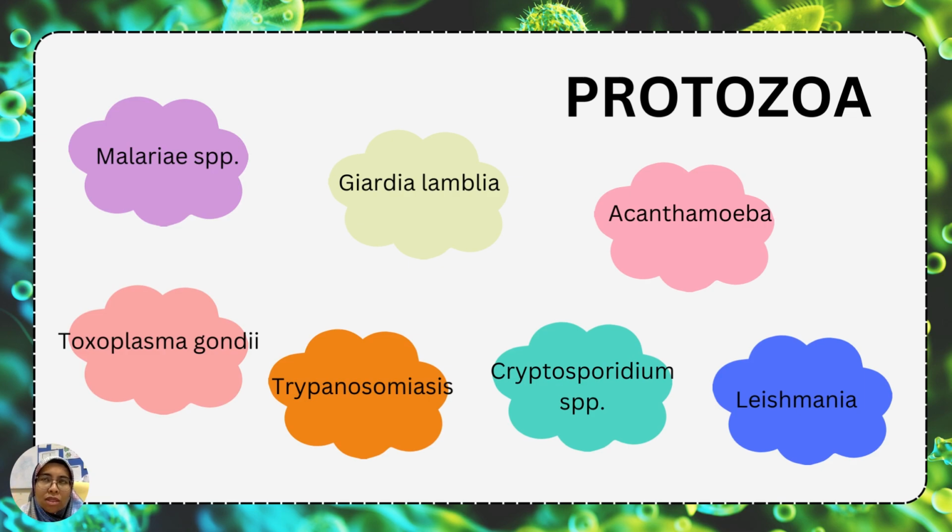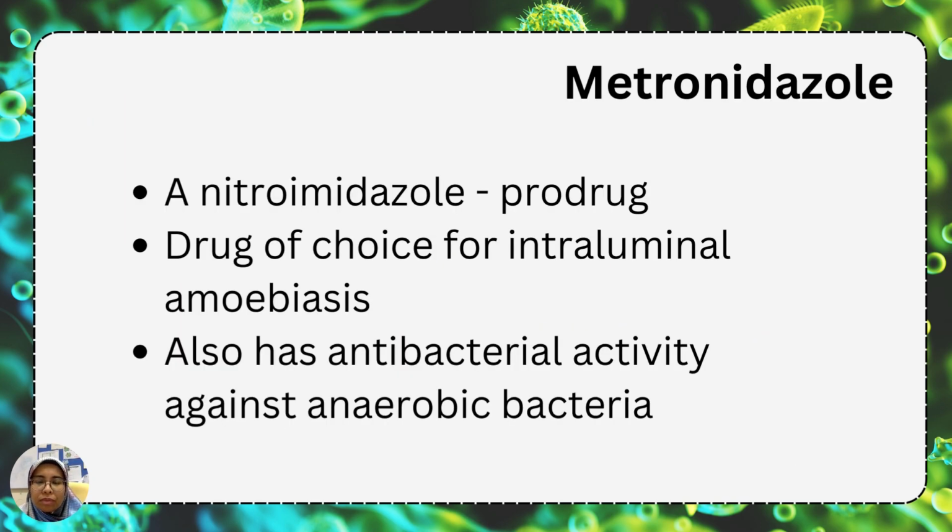Ada lagi satu, Pneumocystis, which is usually common in patients with AIDS lah ataupun HIV. Okay, the one and only drug that you have to know here, yang kat sini bukan malaria, kat sini adalah metronidazole. Metronidazole ni, dia punya group is a nitroimidazole group lah. So it's a prodrug. So bila dia prodrug maksudnya dia kena change to something else to become an active one, kan. Okay. So this is a drug of choice for intraluminal amoebiasis.